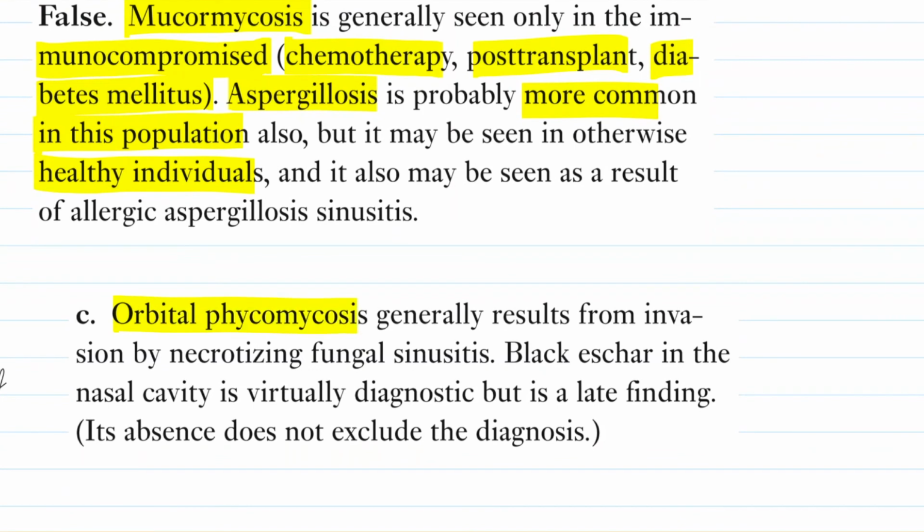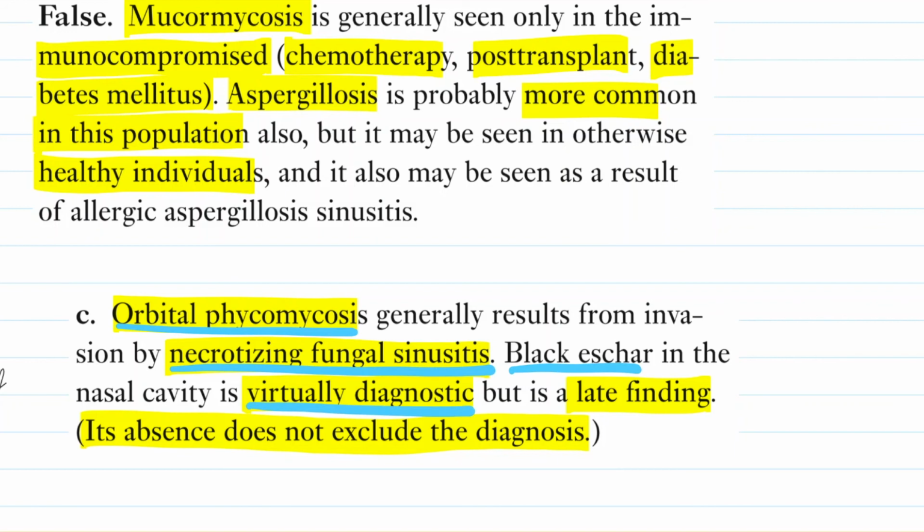Orbital phycomycosis generally results from an invasion by a necrotizing fungal sinusitis. Black eschar in the nasal cavity is virtually diagnostic but is a late finding. Its absence does not exclude the diagnosis. So an orbital phycomycosis is caused due to the necrotizing fungal sinusitis and the invasion into the orbital tissues. So this will have a black eschar, which is a pathognomonic and diagnostic finding, but the thing about it, it's a late finding and it does not exclude the diagnosis.